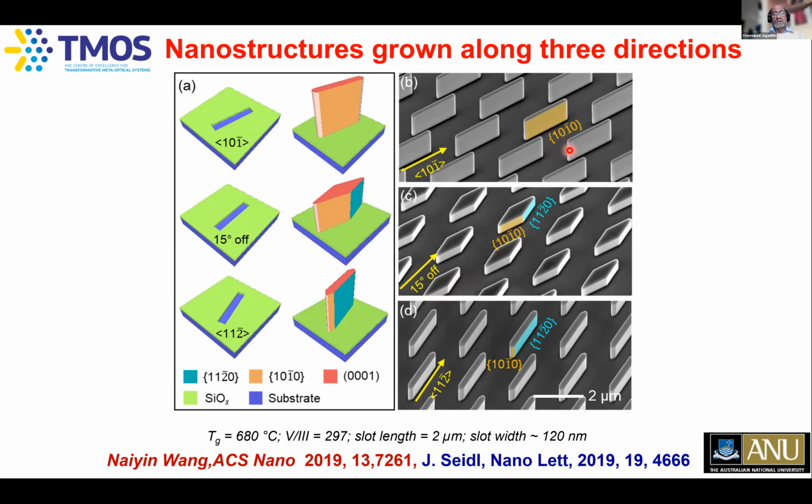But if you open the slot along another crystallographic orientation, you can also get nanomembranes, but these membranes are a bit thicker because some sort of lateral growth is taking place. They also end up having a different kind of facets than this one, for example, here. But if you open the slot in between these two, you can get beautiful diamond-like structures with alternating facets of these two types.